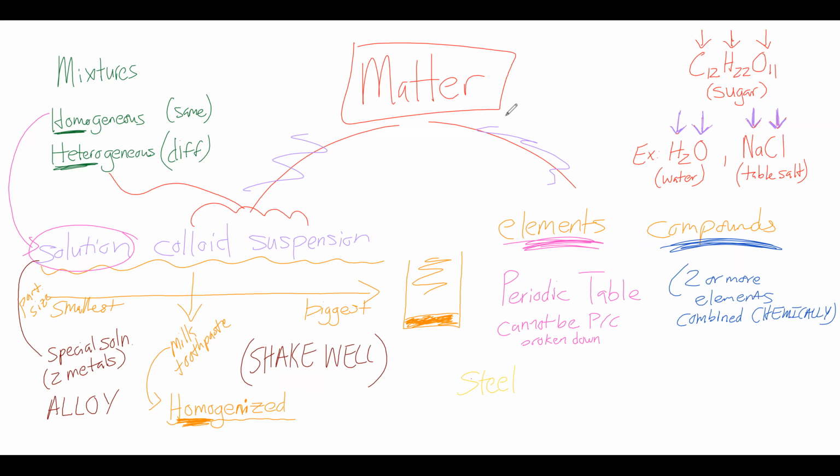Steel is one of the alloys. So alloy, can you guys see this color? Or do I need to change the color? I can see it. Okay, alloy examples. One is steel.